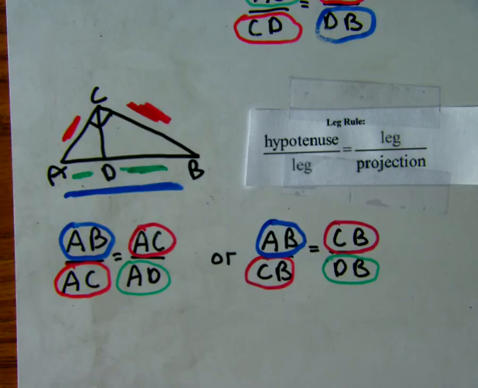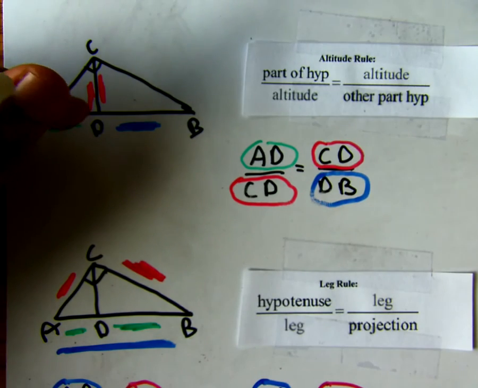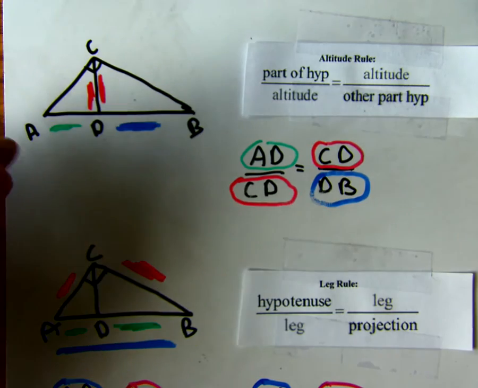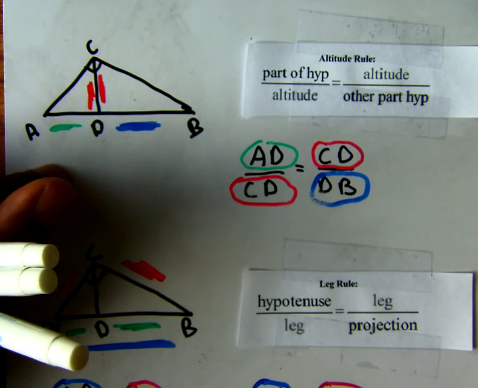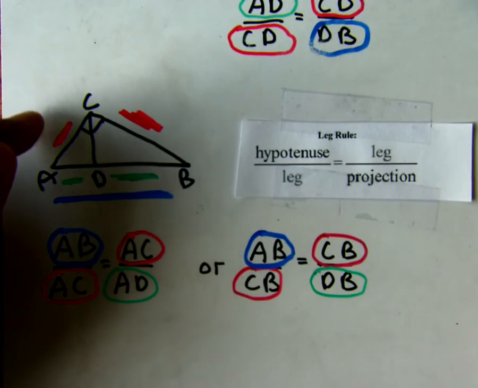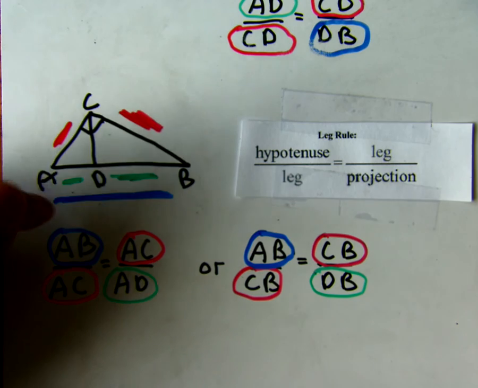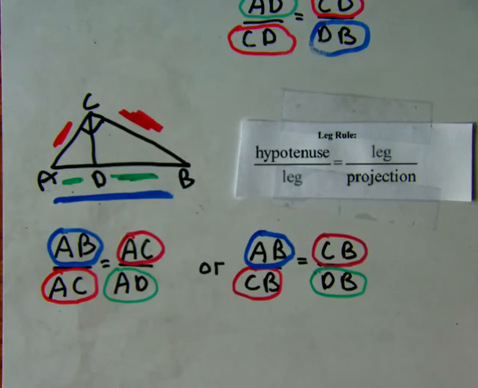So this is again similar right triangles with the altitude rule, where you take the altitude, square it, and set it equal to both parts of the hypotenuse times each other. And you have the leg rule, where you take one of your legs, square it, and set it equal to the projection times the whole hypotenuse. And I'm going to show you that in action with some real numbers in just a moment.